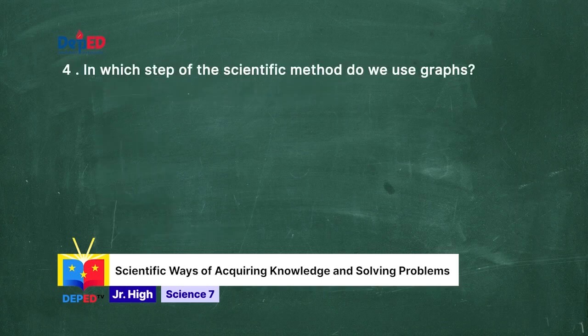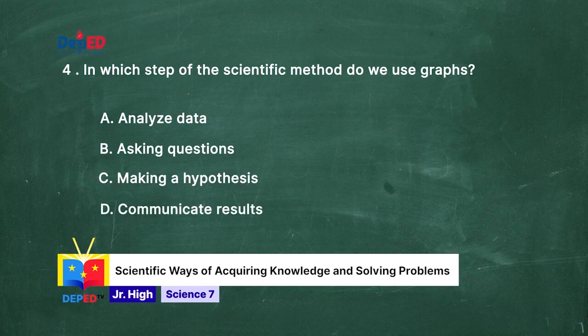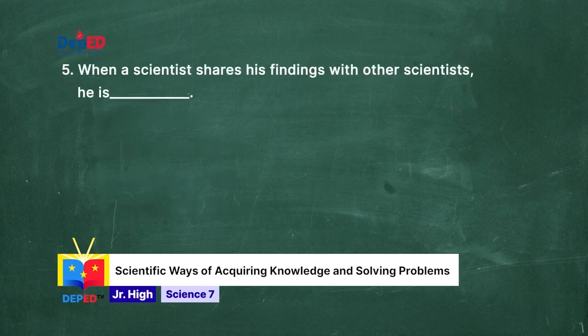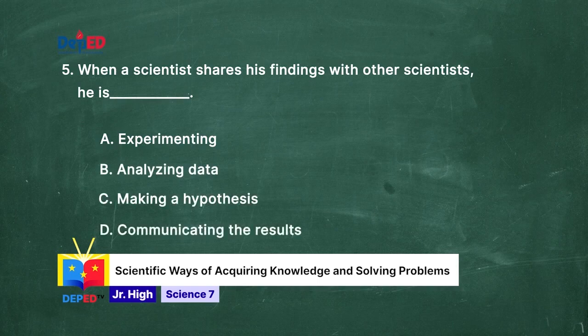Number 4. In which step of the scientific method do we use graphs? A. Analyze data. B. Asking questions. C. Making a hypothesis. D. Communicate results. Number 5. When a scientist shares his findings with other scientists, he is blank. A. Experimenting. B. Analyzing data. C. Making hypotheses. D. Communicating results.